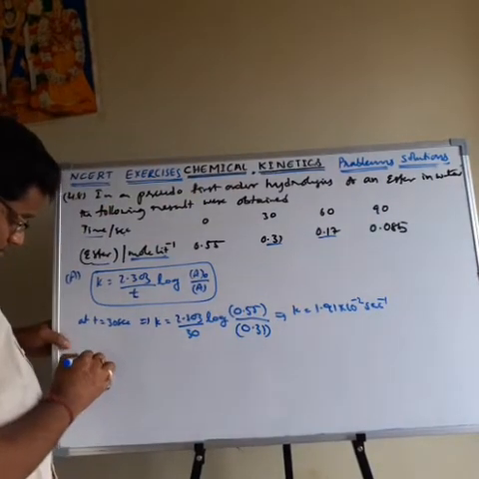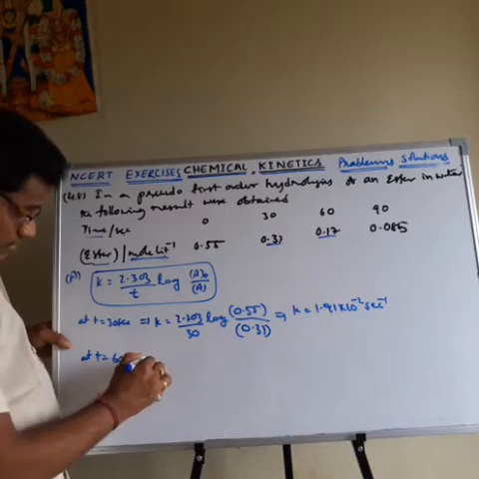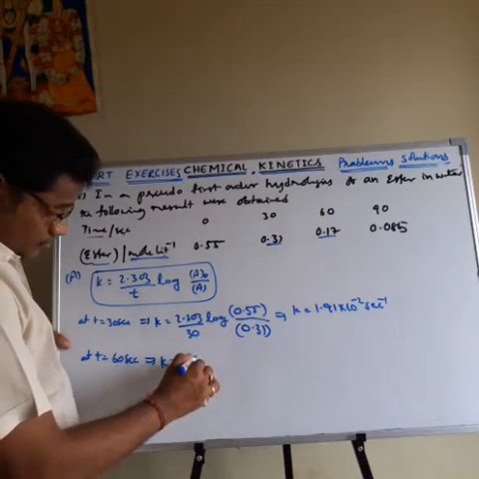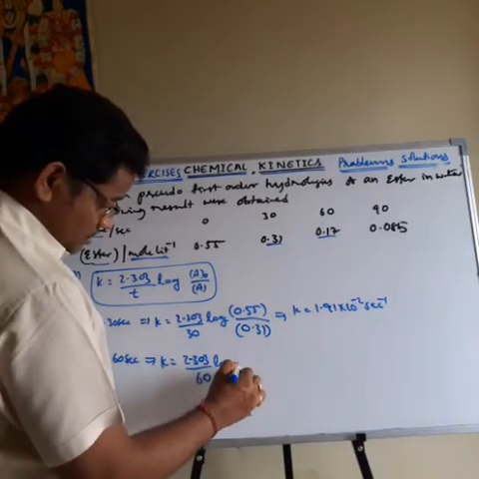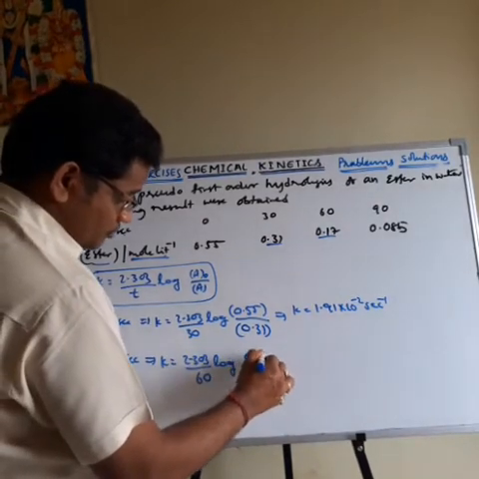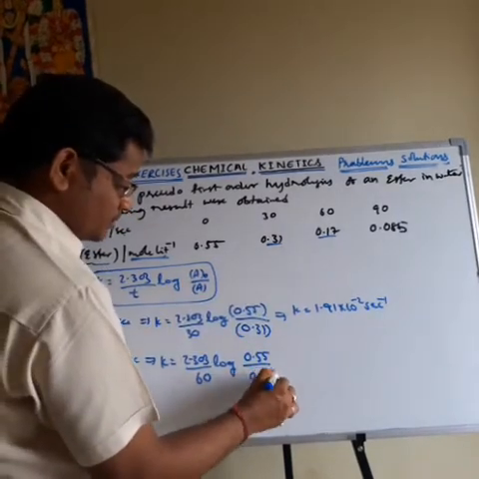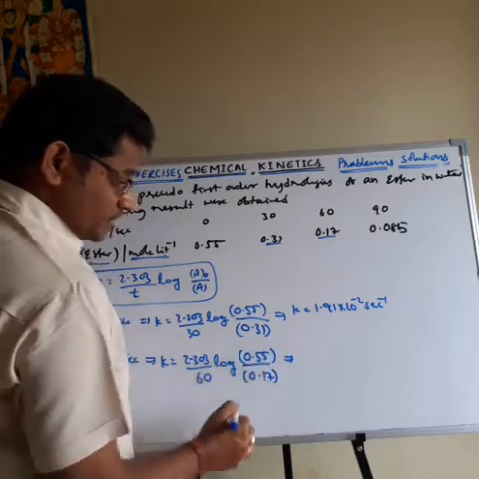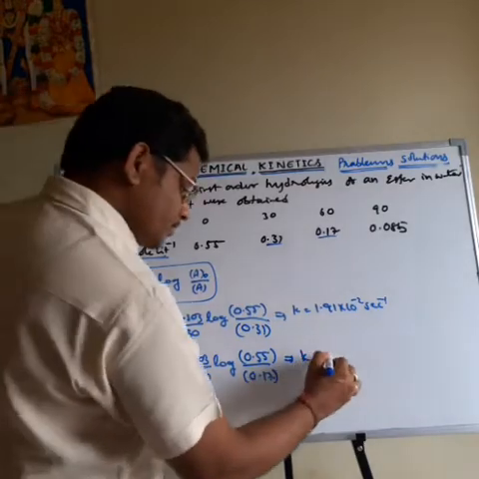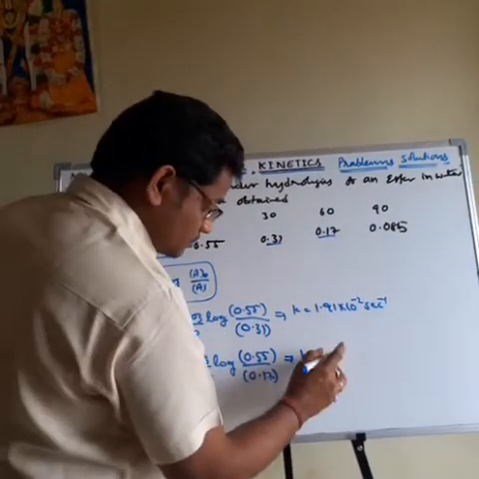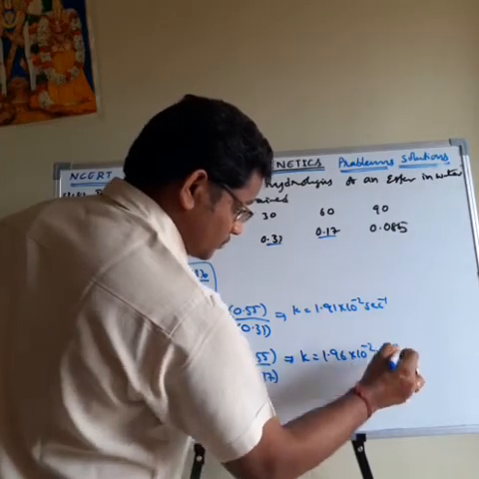Like that, at t is equal to 60 seconds, k is equal to 2.303 divided by 60 into log A0 value 0.55 divided by changed concentration 0.17. Its value, how much do we get? Sorry, its value is 1.96 into 10 power minus 2 second inverse.